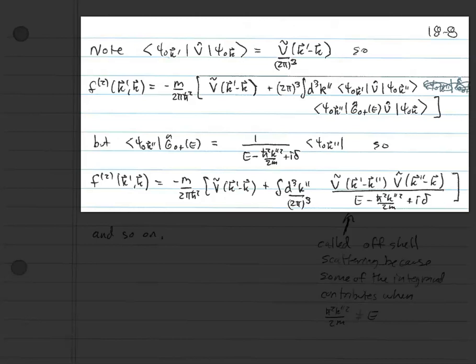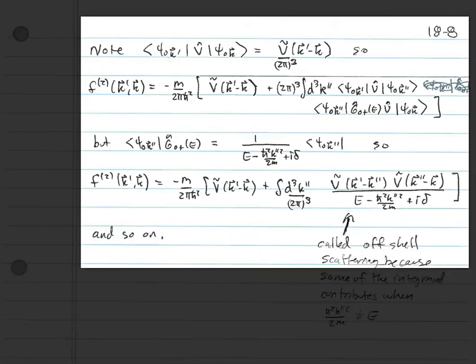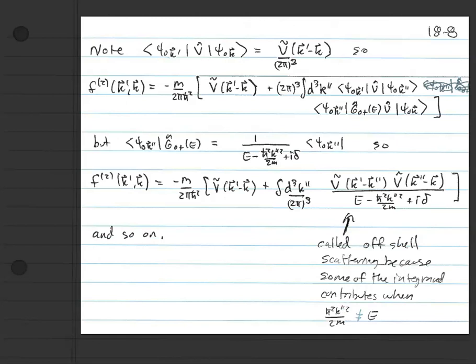Now notice this integral over k'' is over all possible k''. So that ħ²k''² over 2m does not need to equal E. E is the energy of the incident electrons. And so this is bringing in some potentially inelastic scattering terms. The technical term that we use for this scattering is off-shell scattering, because some parts of that integrand contribute when ħ²k''² over 2m does not equal E, which is the condition for elastic scattering. And you can think of this occurring because for a short time, the energy of the quantum particle is not known so precisely and so forth.